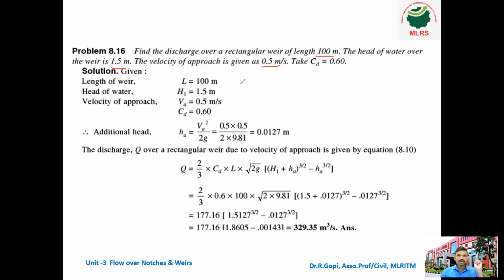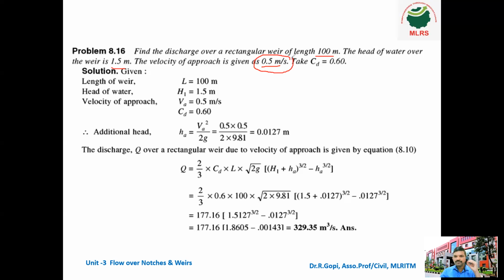Head of water H1 is 1.5 meter, and velocity of approach VA is equal to 0.5 meter per second, and CD value 0.6. So now the only thing is we have to calculate the additional head. How to calculate additional head? Using the formula HA is equal to VA square by 2G. So what is VA? It is given in the question, 0.5.